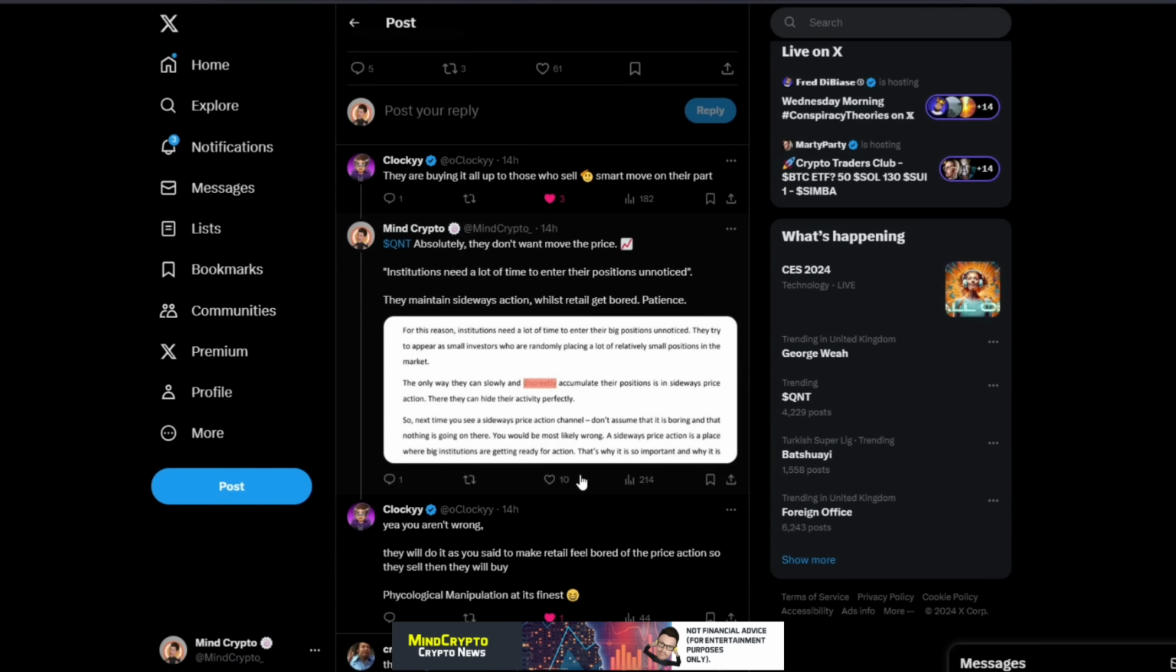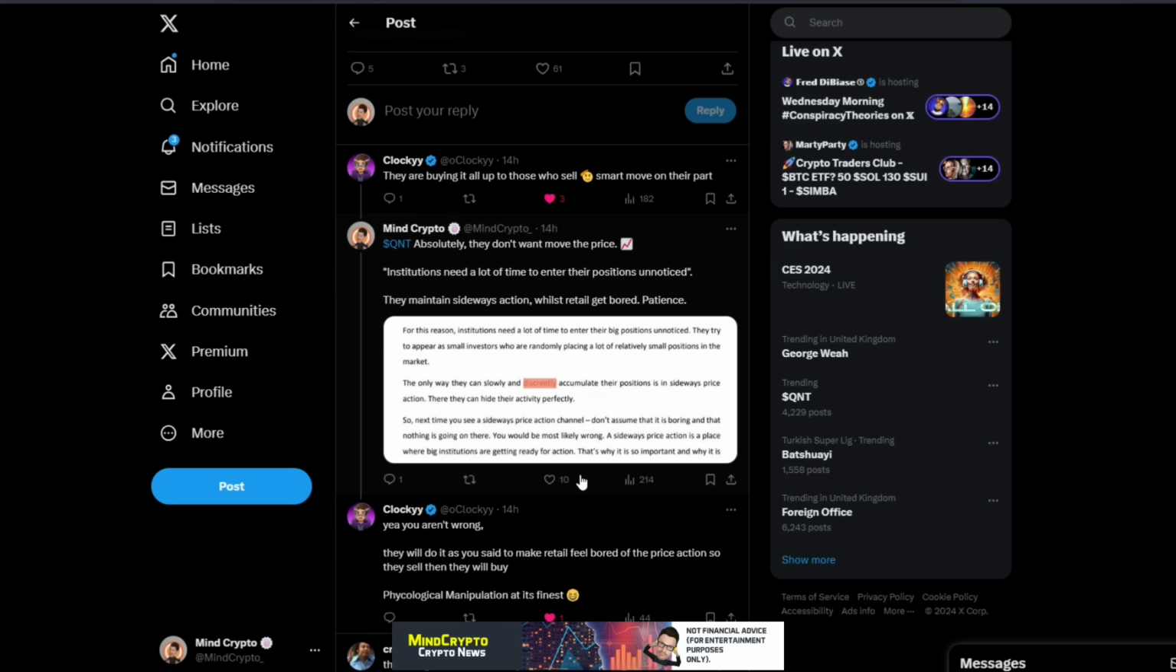And I said, absolutely, they don't want to move the price. Institutions need a lot of time to enter their positions unnoticed. They maintain sideways action whilst retail get bored. We've just got to be patient. And as you can see here, for this reason, institutions need a lot of time to enter their big positions. They try to appear as small investors who are randomly placing a lot of relatively small positions in the market. The only way they can slowly and discreetly accumulate their positions is sideways price action. There they can hide their activity beautifully.